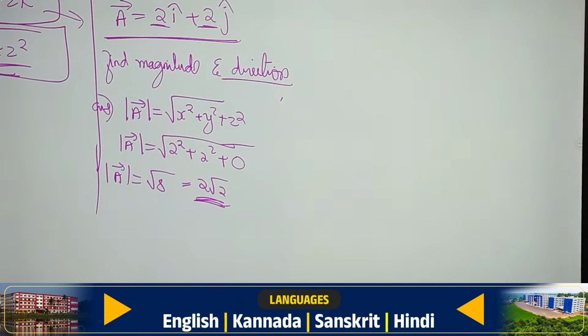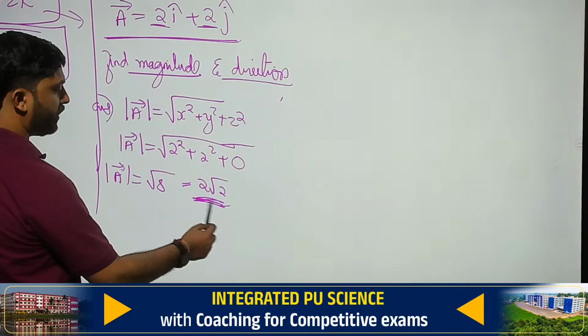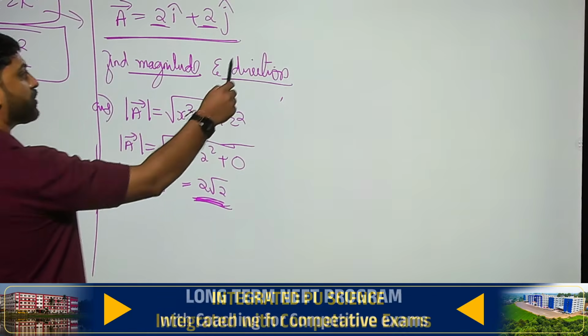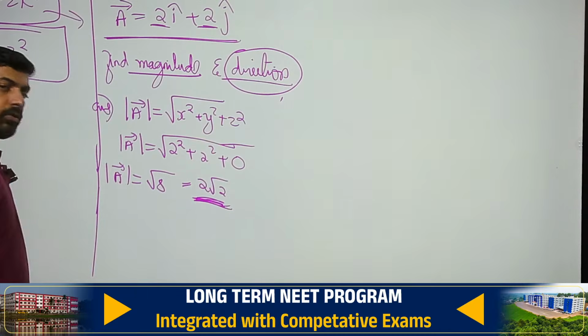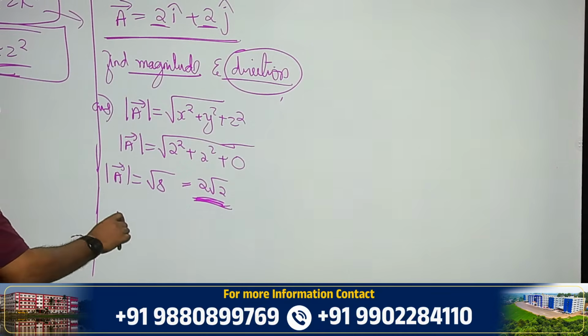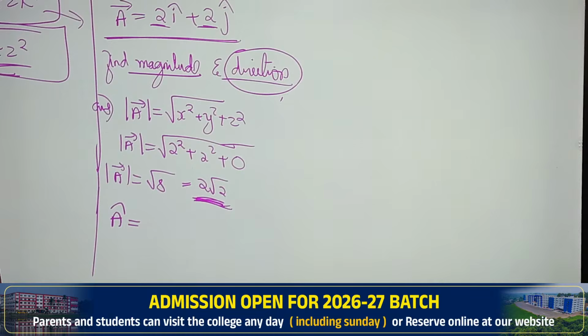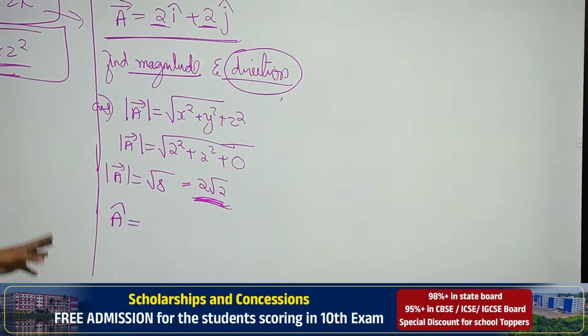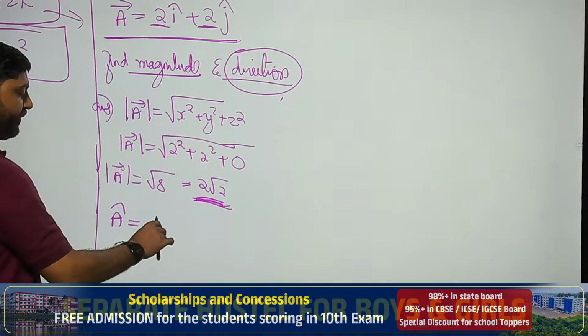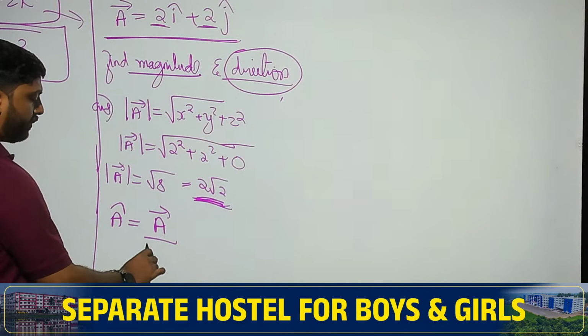Next, we have found the magnitude. Magnitude is 2 root 2. Now the next question is you have to find the direction. Direction is nothing but the unit vector. How to find the unit vector? The unit vector is found by the given vector divided by its magnitude.